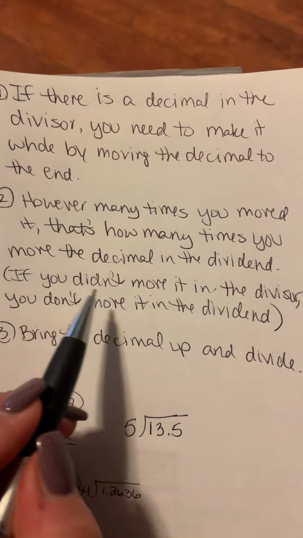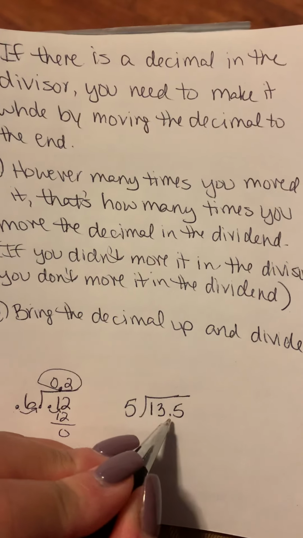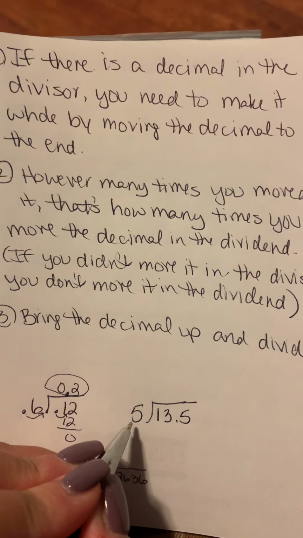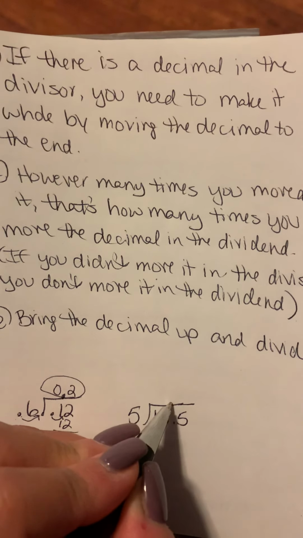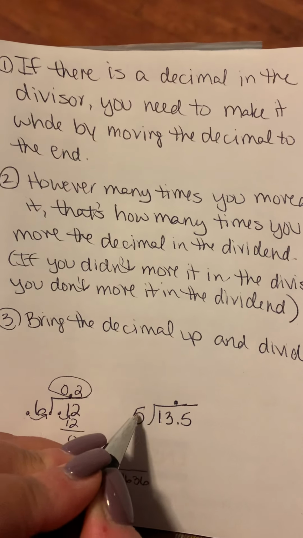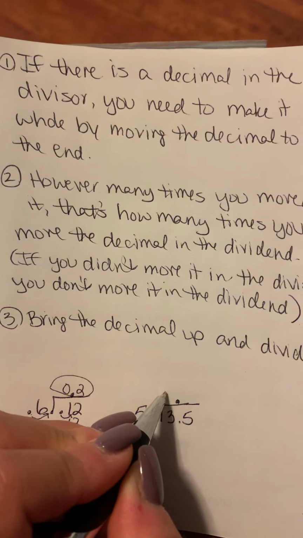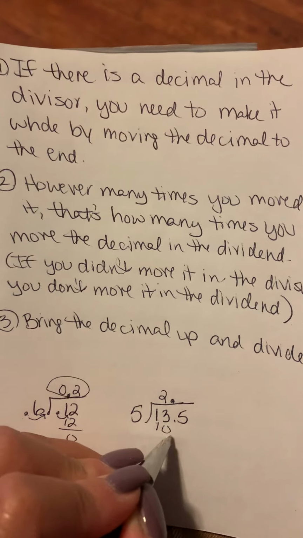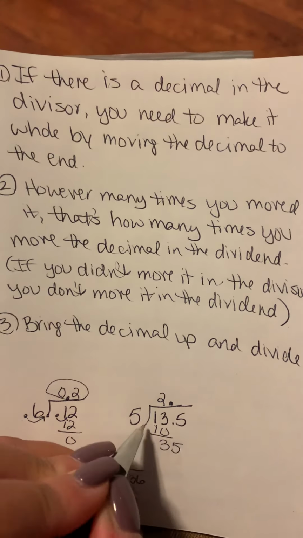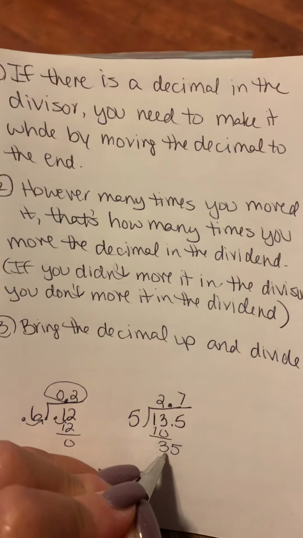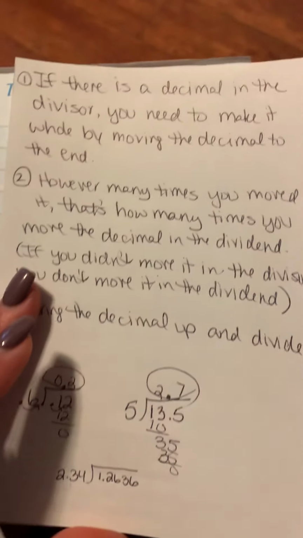This little note says if you didn't move it in the divisor, you don't move it in the dividend. So like this one, doesn't matter if there's a decimal there. This is already a whole number, so I'm not moving it. And if I didn't move it here, I don't move it here. I just bring it up. 5 does not go into 1. 5 goes into 13 twice. Remainder 3, bring down the 5. 5 goes into 35 7 times, and that works out evenly. So the answer is 2.7.